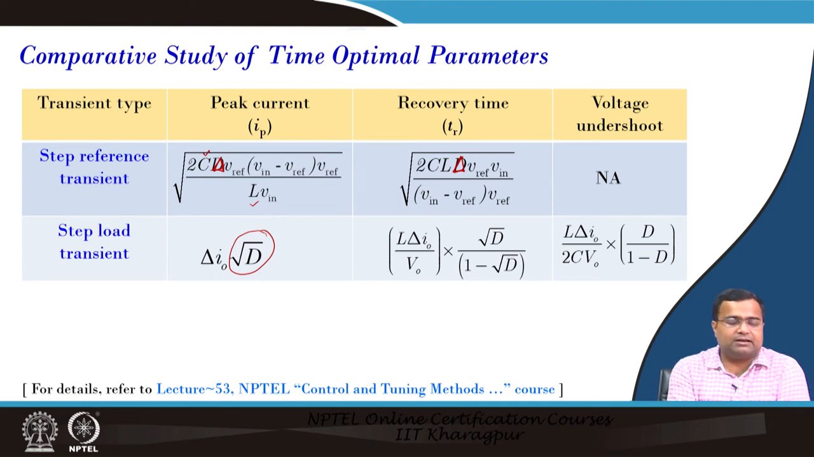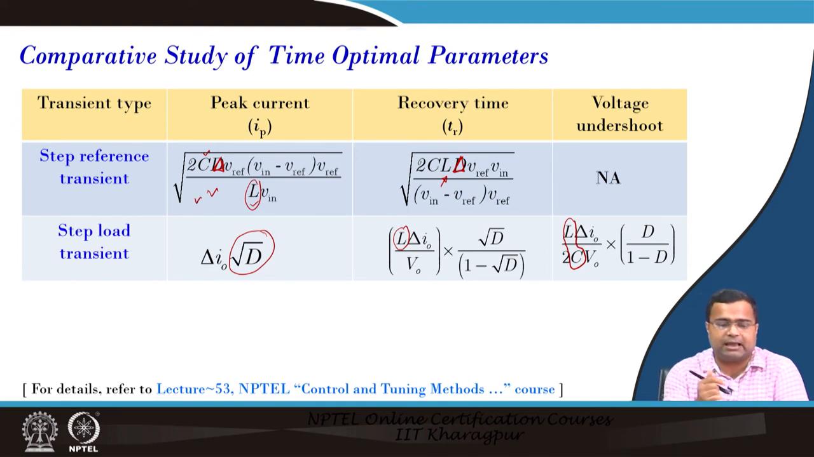If you take the peak current, it does not depend too much on L and C for load transient response. But if we go to recovery time, in case of load transient, we know the smaller inductor will reduce the recovery time, and the smaller inductor will also reduce the recovery time for the reference transient, but it will increase the peak current because it is in the denominator. If we take the output undershoot for the load transient, we need L by C, that means smaller inductor, larger capacitor is desirable, but it is just the opposite for the peak current.